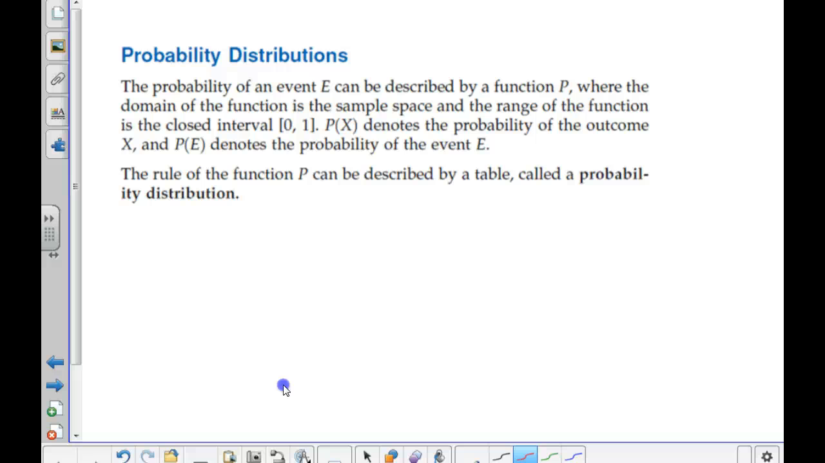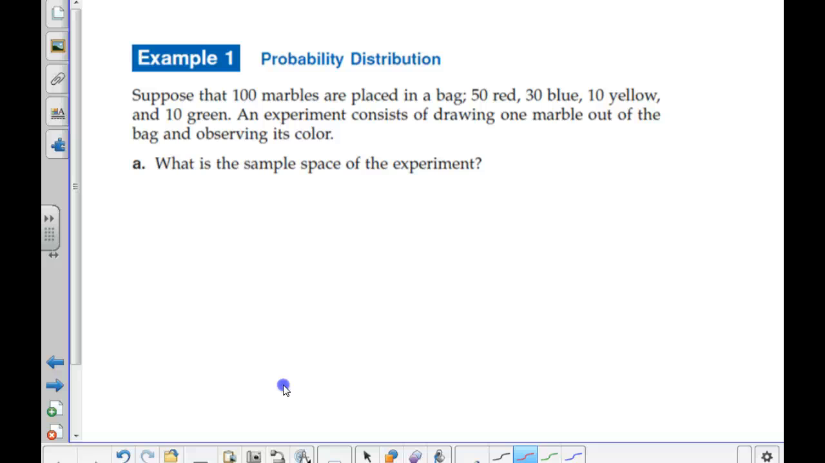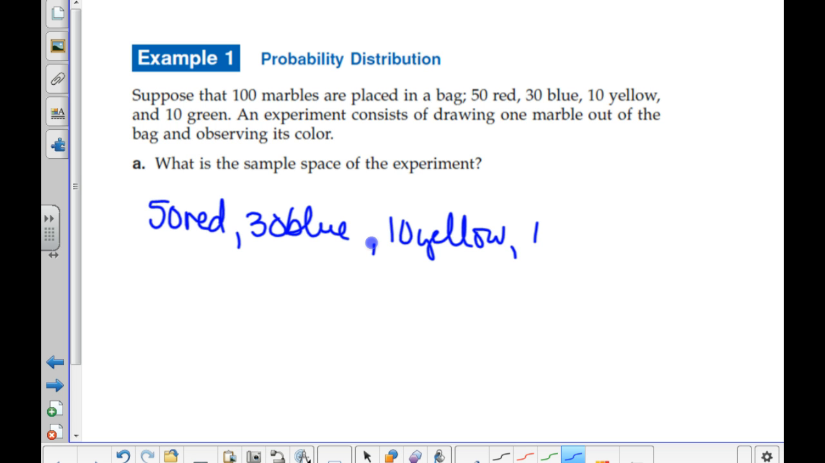Probability distribution is when you just set up a little table, okay, and you list all the outcomes and their probabilities. So suppose there are 100 marbles placed in a bag, 50 red, 30 blue, 10 yellow, and 10 green. What is the sample space? 50 red, 30 blue, 10 yellow, 10 green. Okay, you would just list them.